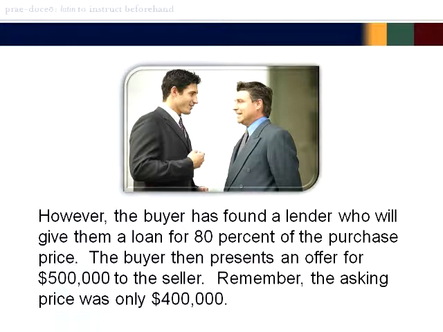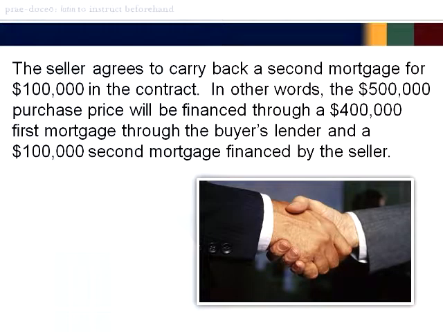the purchase price. The buyer then presents an offer for $500,000 to the seller. Remember, the asking price was only $400,000. The seller agrees to carry back a second mortgage for $100,000 in the contract. In other words, the $500,000 purchase price will be financed through a $400,000 first mortgage through the buyer's lender and a $100,000 second mortgage financed by the seller.